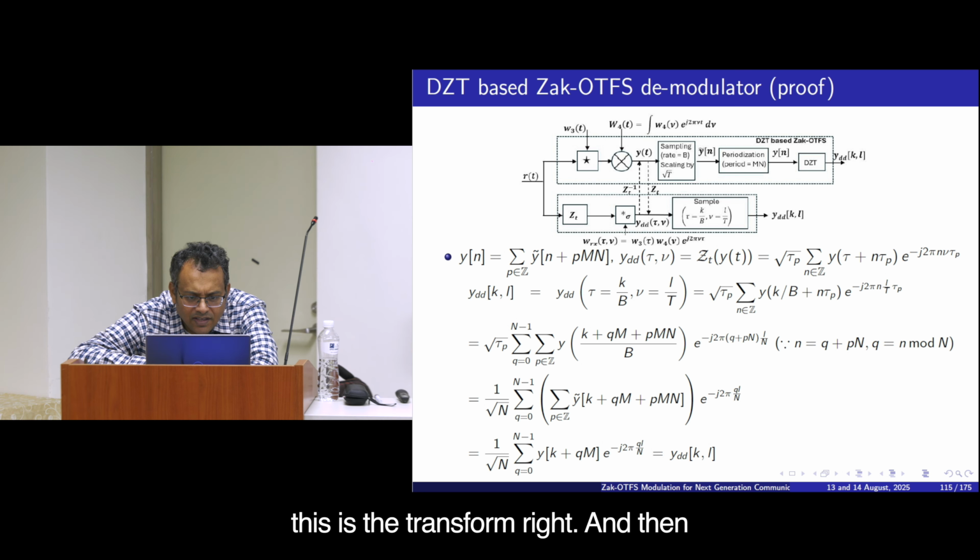If this y_DD[k, l] has to be equal to this one, then this has to be the output of the periodization block. I mean, obviously this is periodized. Is it clear or confusing?